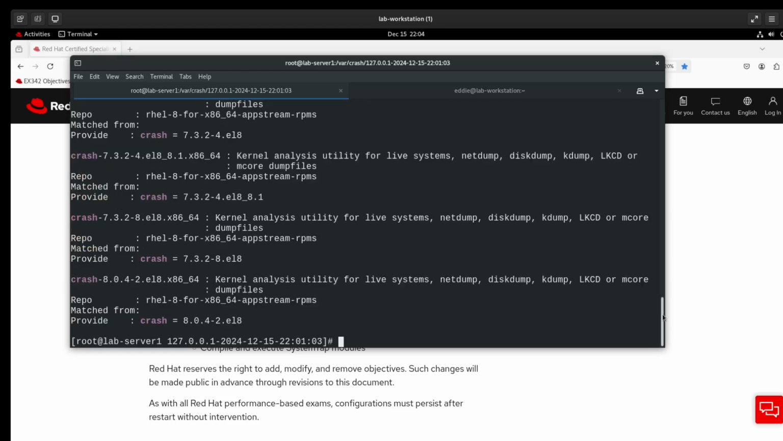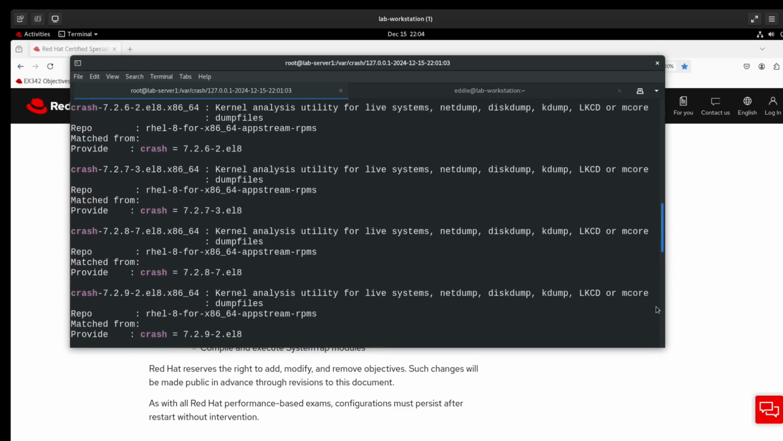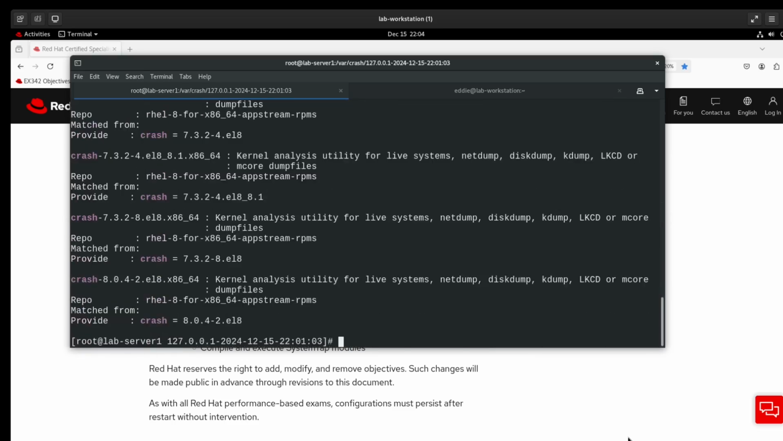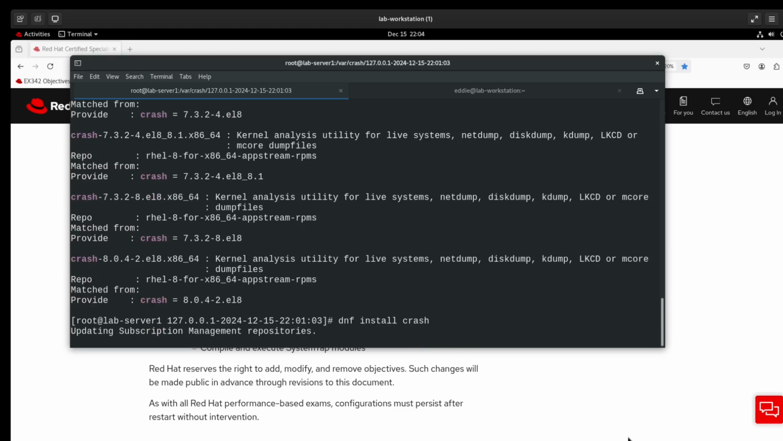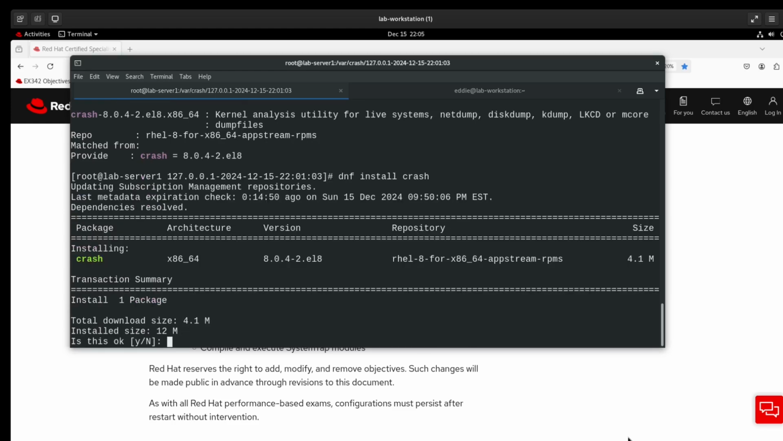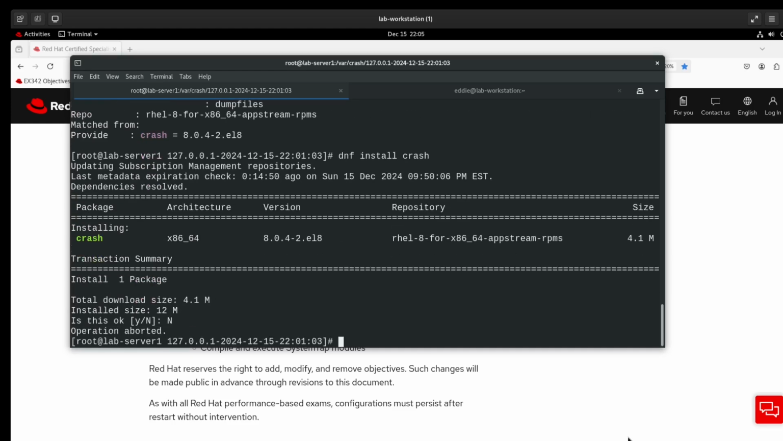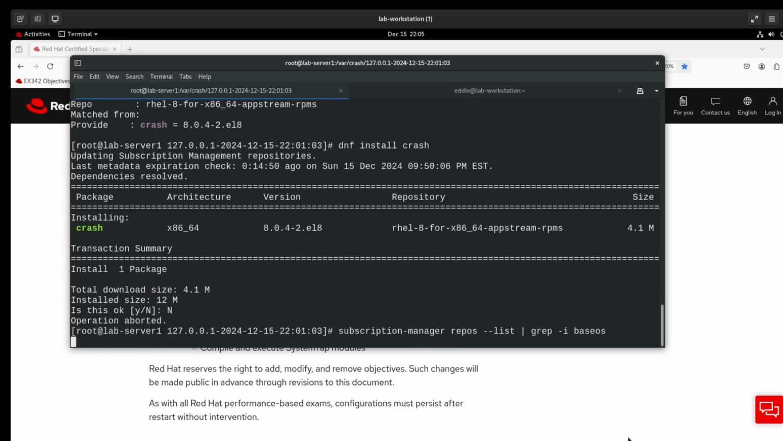All right, so actually the name of it is crash. Yeah, so let's install this. Let's see what we can do with it. I'm curious to see what it pulls down with dependencies. All right, I'm going to say no, and the reason I'm going to look for something real quick. This will take a minute or so to run.